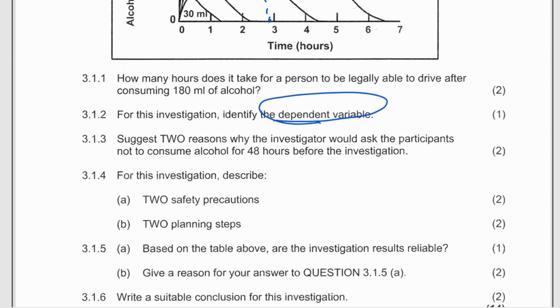Identify the dependent time taken for a person to recover to the normal levels, meaning zero alcohol. They're saying suggest two reasons why the investigator would ask the participant not to consume alcohol for 48 hours before. Basically, they want to see the control. It's like a control experiment, to see that whatever happens after consuming alcohol is the effect of that alcohol. You understand? So it's like a baseline mark, to show that whatever happens is a result of this alcohol which has been consumed.